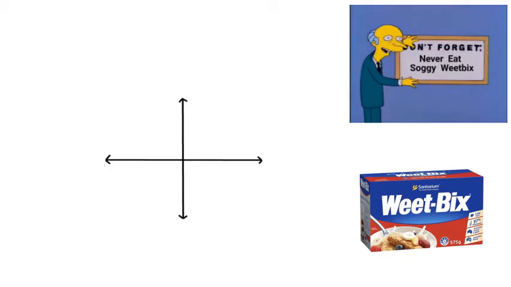So a compass has these directions. North is at the top, south is at the bottom, east is to this right hand side, and west to the left. So to remember the way it goes round, I would use the never eat soggy Weet-Bix. So never eat soggy Weet-Bix.